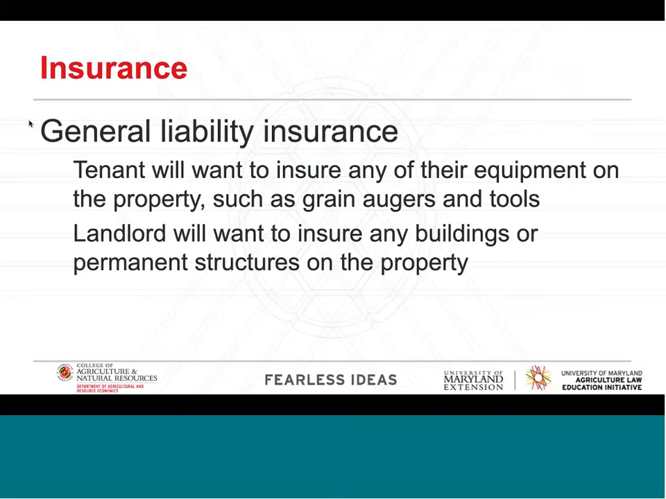What about general liability insurance? The tenant will typically need to make sure that their equipment on the property is insured, but if there's buildings, other permanent structures, other things that are happening on the property, the landlord may want to take out some type of general liability insurance. If the landlord's taking on recreational uses on the property, they may want to make sure that they have that covered, and in some way the tenant may want to make sure that they're covered under that policy in case somebody gets hurt on the property while they're involved in the recreational use and then decide to sue the landlord.